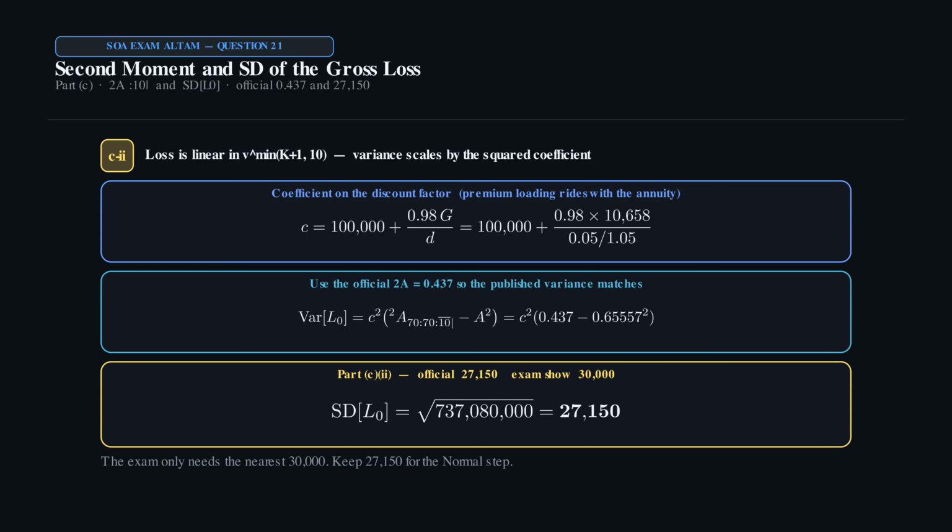The loss is linear in the endowment discount, so variance scales by a squared coefficient. That coefficient is 100,000 plus 0.98 G over D, with D equal to 0.05 over 1.05. Variance is C squared times 2A minus A squared, using the official 2A of 0.437. The published variance is 737,080,000, so the standard deviation of L0 is 27,150. The exam only needs the nearest 30,000. Keep 27,150 for the normal step.